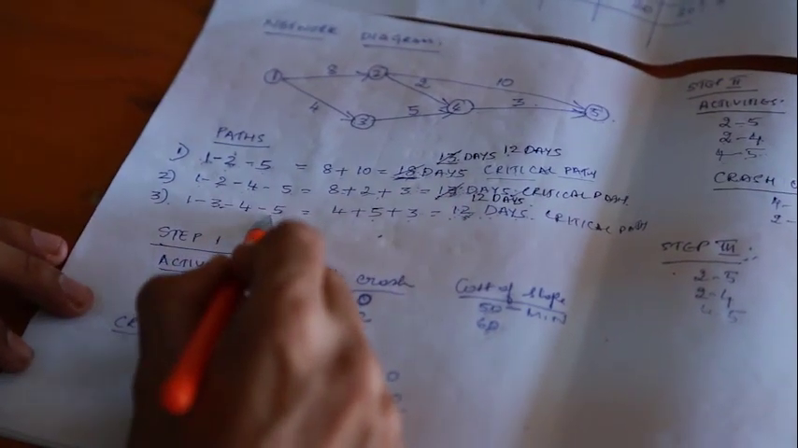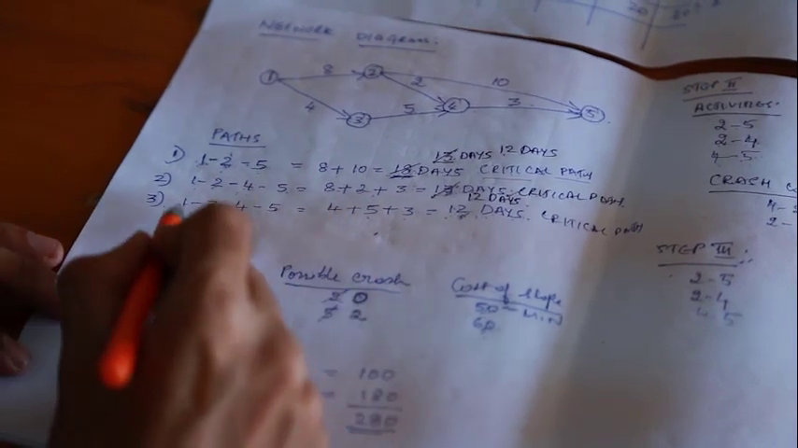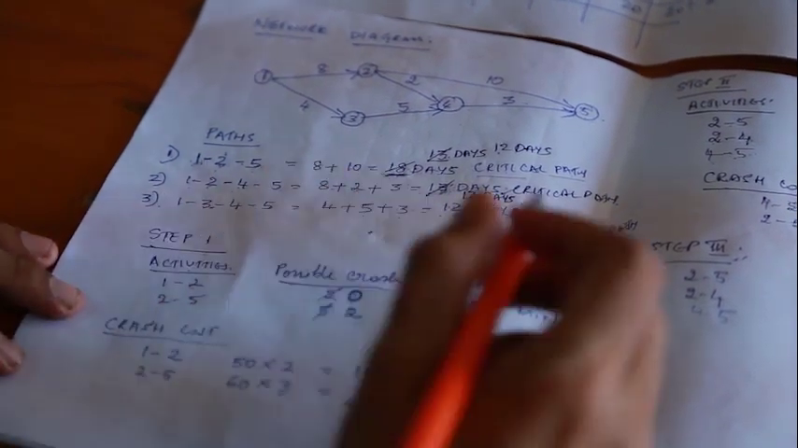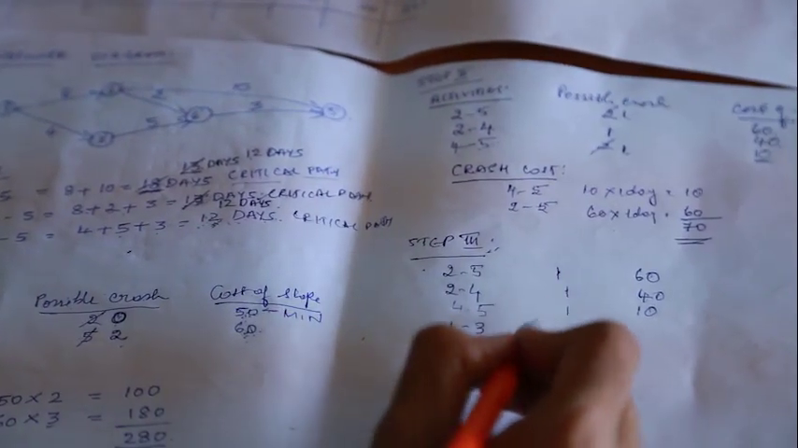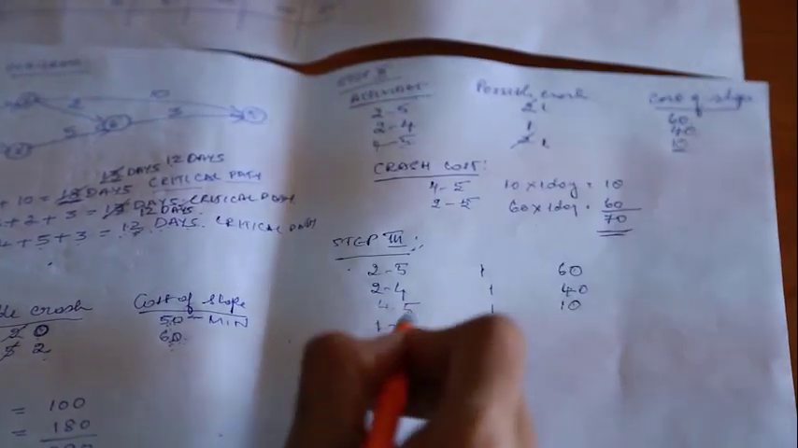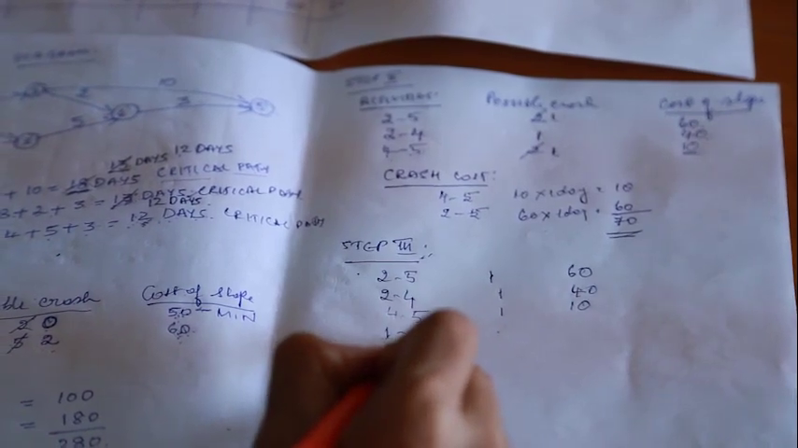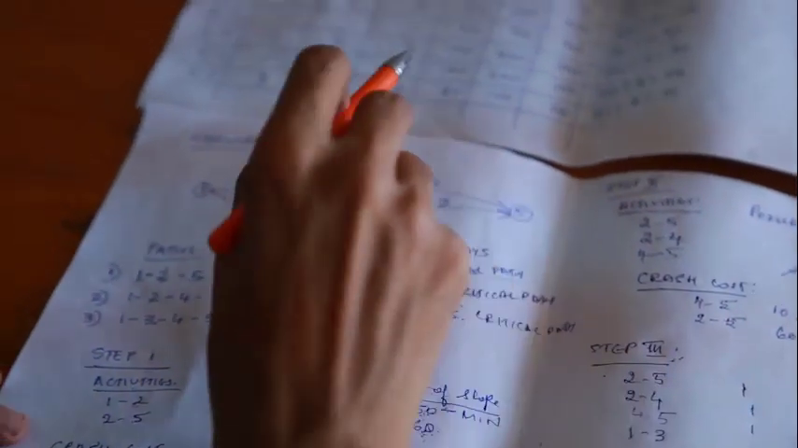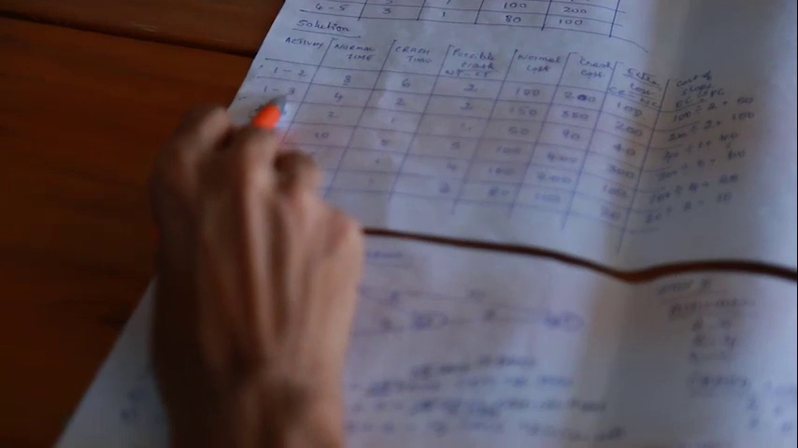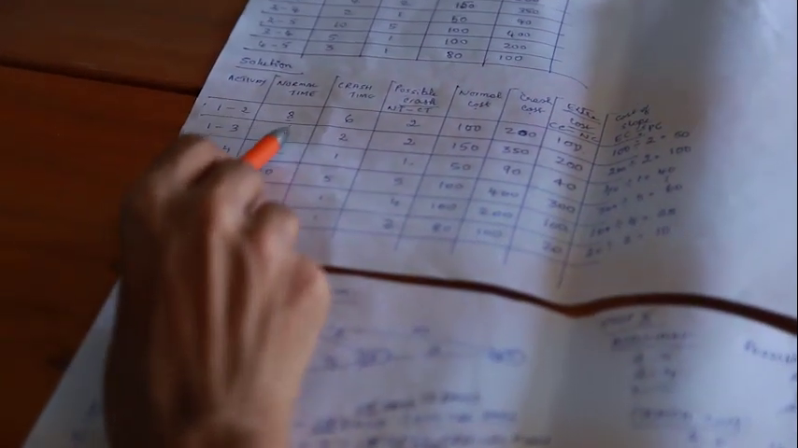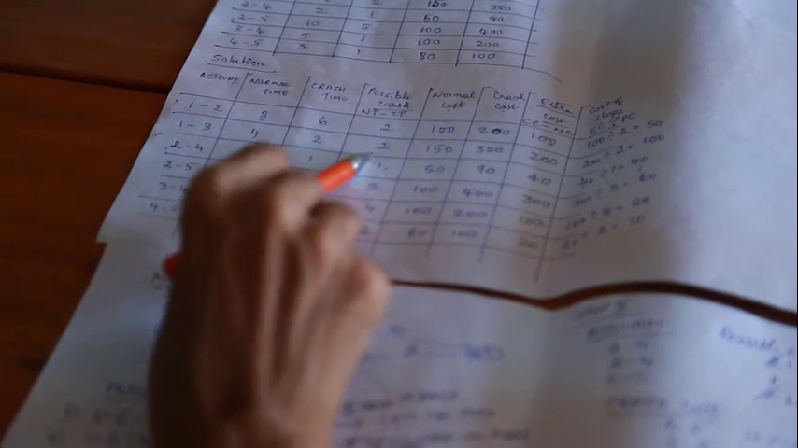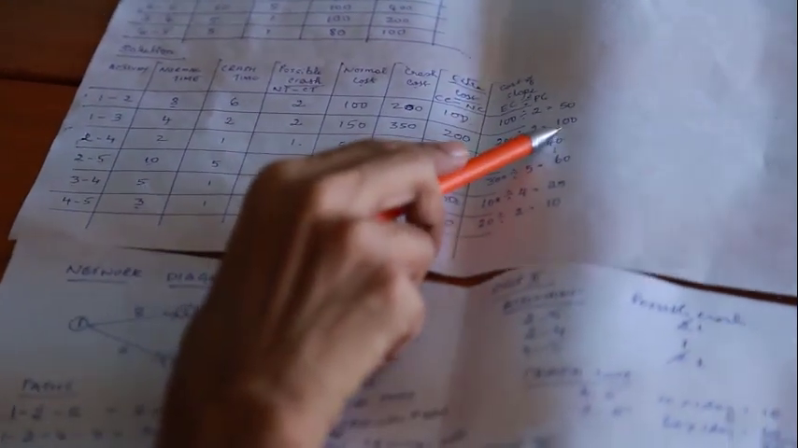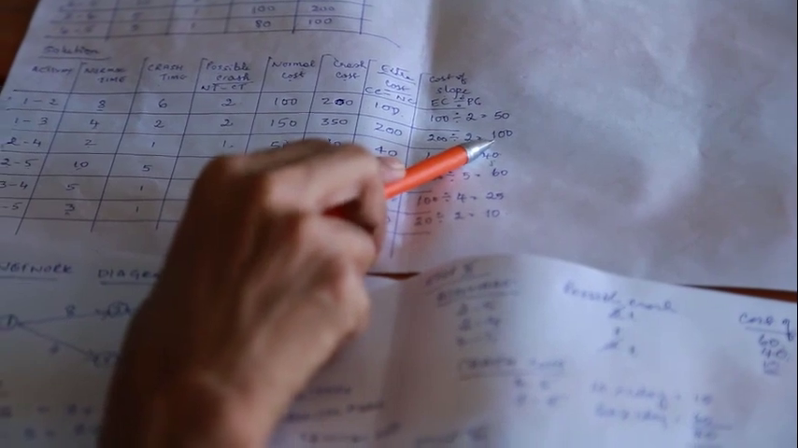Moving to the third critical path. Activity 1 to 3. I have to write down the possible crash. For activity 1 to 3, I have to go to the main table. Activity 1 to 3, possible crash I can find here, it is 2, and cost of slope I can find here, 100.